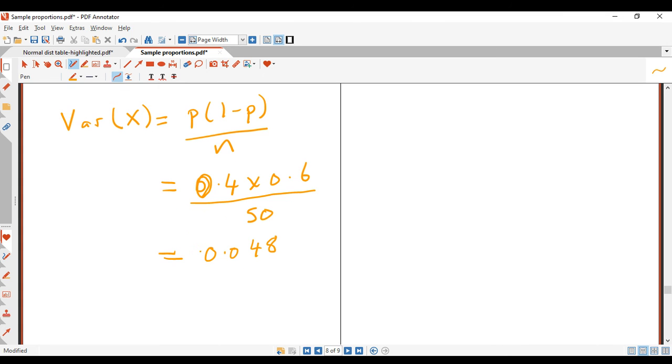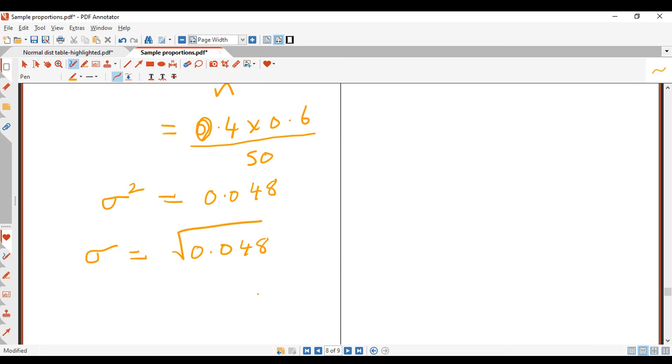Now, standard deviation. Well, one thing you know about variance is that it's the standard deviation squared. So that means the standard deviation will be the square root of that number, 0.048, which is equal to 0.0693, to 3 significant figures. So put that approximation there. All right, so that's my mean, variance, and standard deviation.